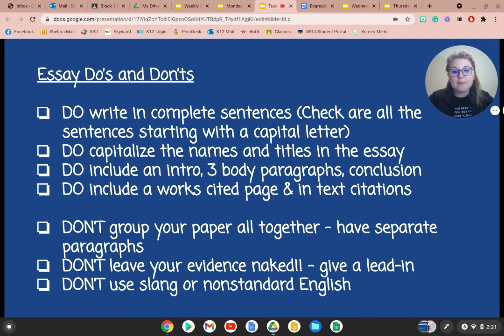Make sure that your paper is not grouped all together. I don't want to see one huge paragraph. There needs to be separate paragraphs that are indented. Don't leave your evidence naked. Give a lead-in and make sure that you're introducing your quotes. And then finally, don't use slang or non-standard English. We want to make sure that we're keeping a formal tone while we are writing.